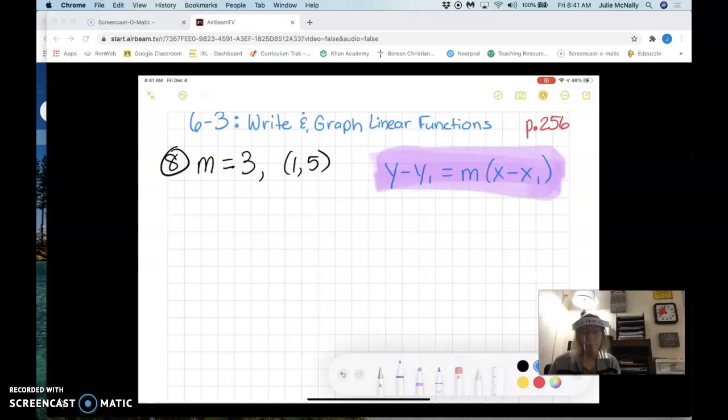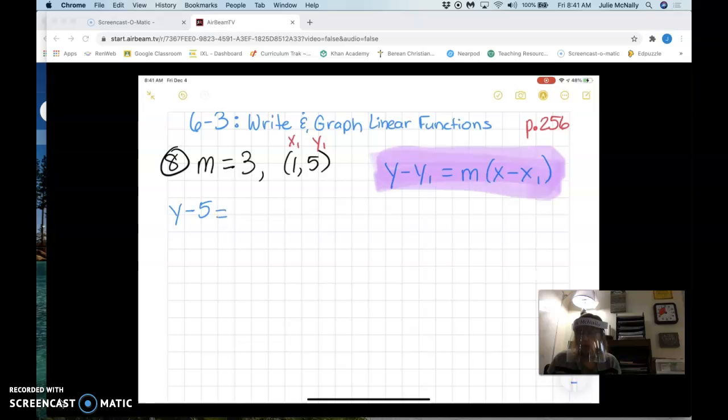They gave us the slope, m equals 3, and then they gave us a point. So what I'm going to do is I'm going to label that point x1, y1. And then I'll easily be able to plug it into my formula. So I have y minus 5 equals 3 times x minus 1. And all I did was take all this information up here and plug it in to this formula.